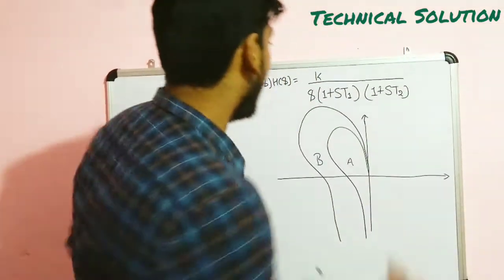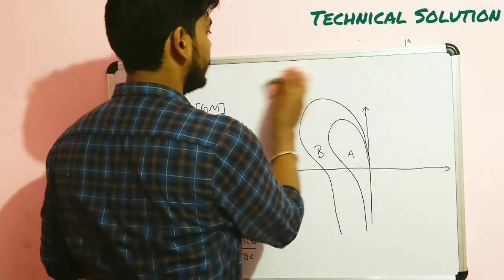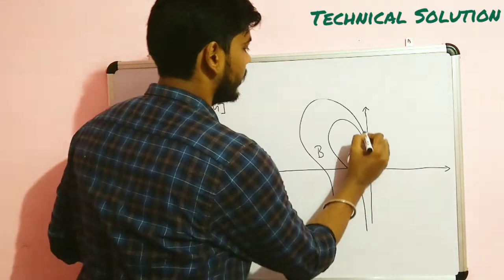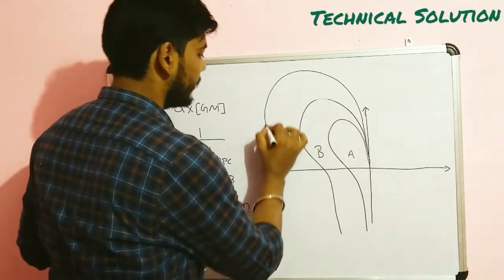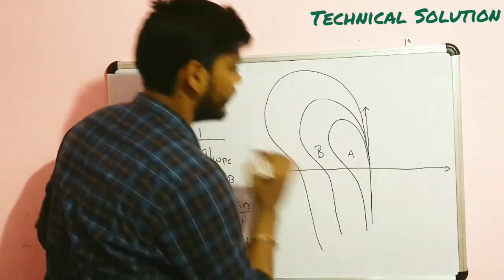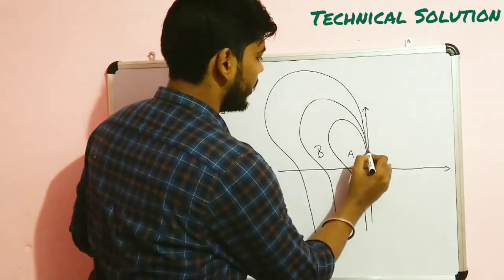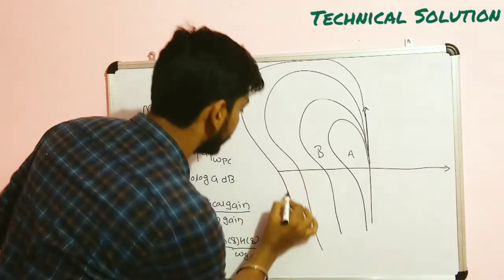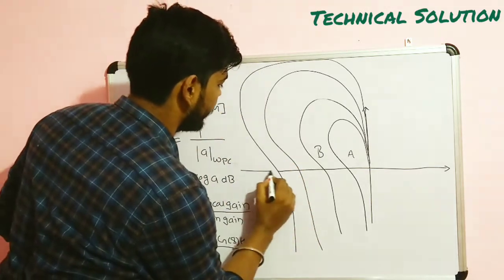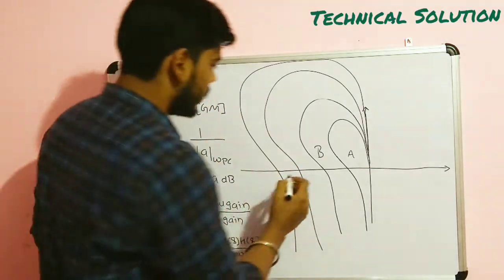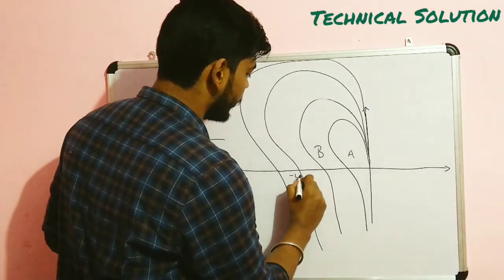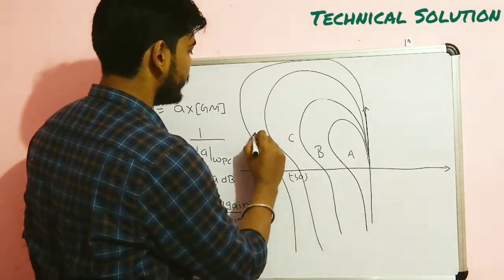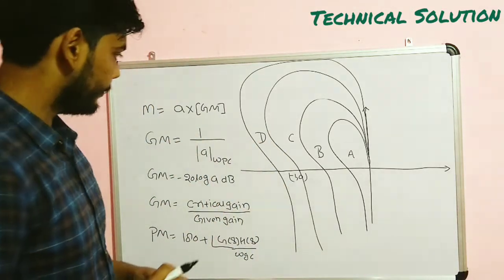When we further vary T1 and T2, we obtain another polar plot like this. Further we vary T1 and T2, then we obtain another polar plot like this. Suppose the reference point minus 1 plus j0 is present here. This is system C and it is D. Okay.